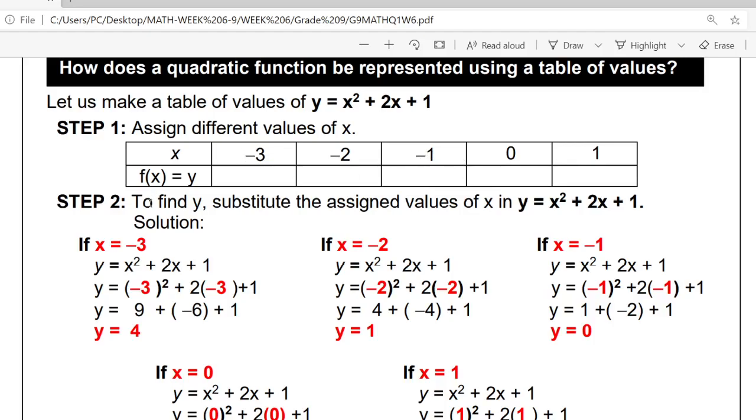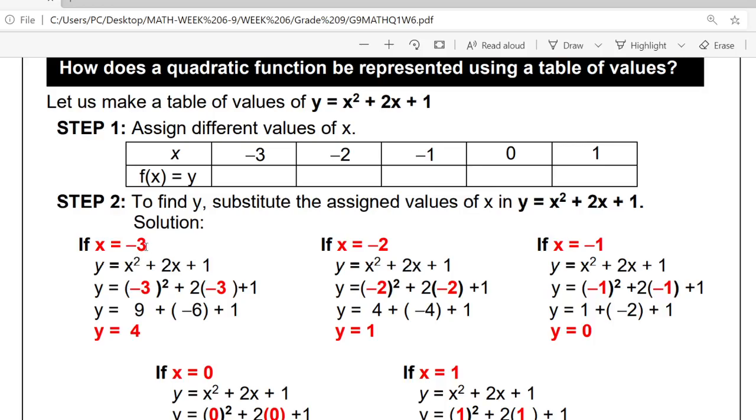Okay, so to find y, we have to make a table. You have f of x and your y. F of x is equal to y, so we can just write f of x or y. To find y, we just substitute the assigned values of x in the equation. So your equation is x squared plus 2x plus 1.